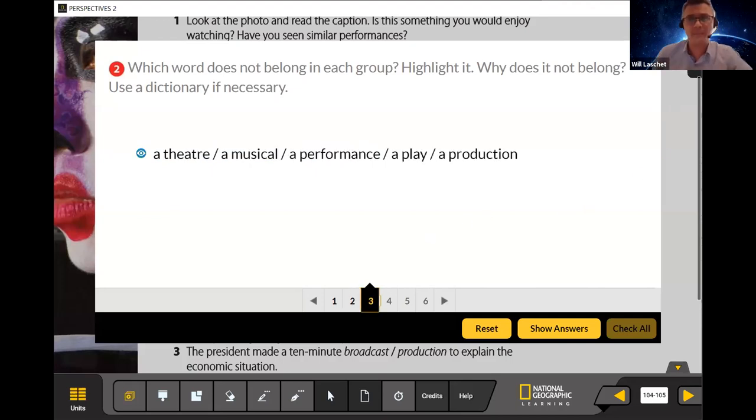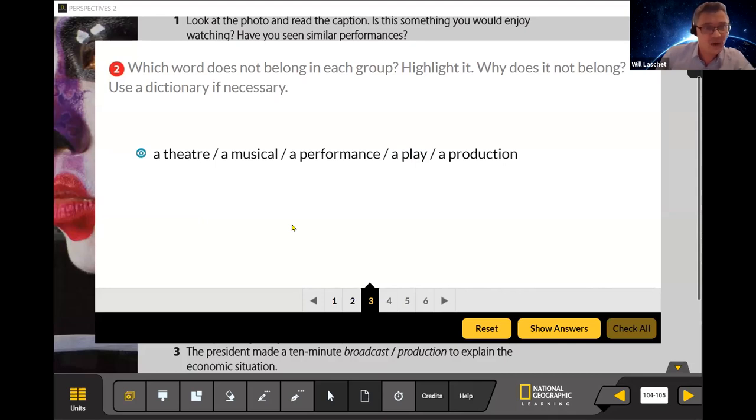Let's try another one. How about number three? So you've got theatre, musical, performance, play, and production. Okay, Kathy says theatre. Okay, Michael says play, only word that is not three syllables. That is amazing. And that is exactly the kind of thinking that I would be trying to encourage, Michael. And that is probably one that not many people would get. So yeah, play can be the odd one out because it's only one syllable.